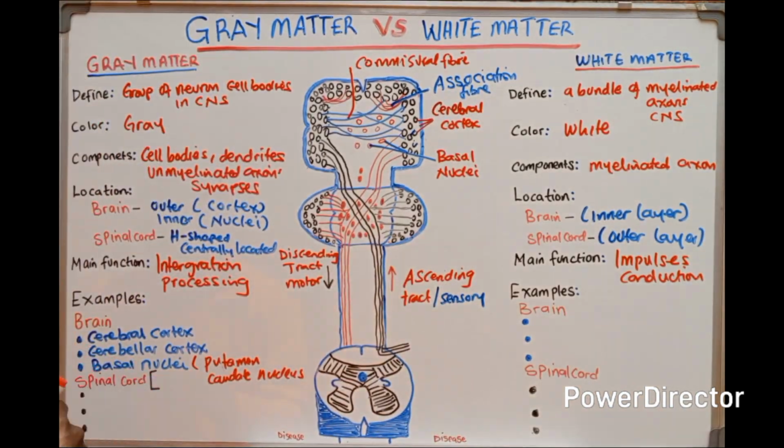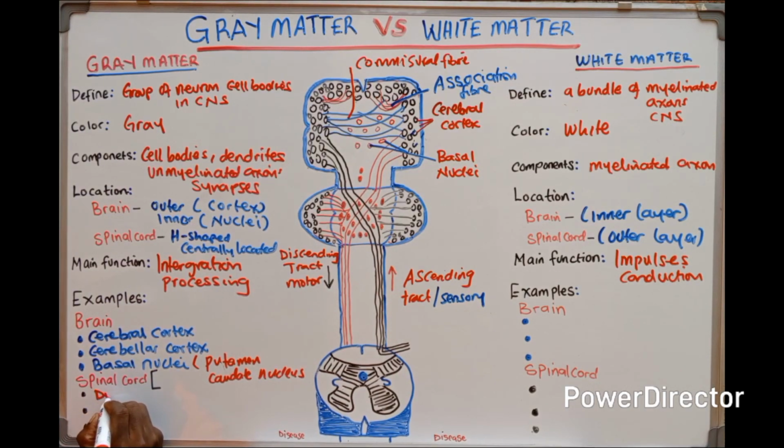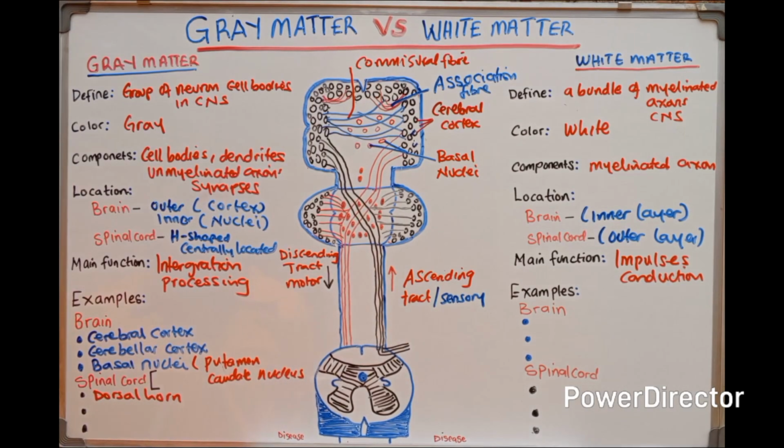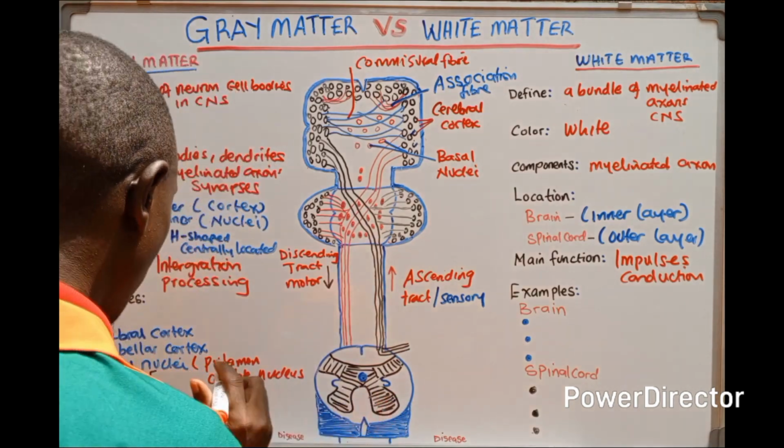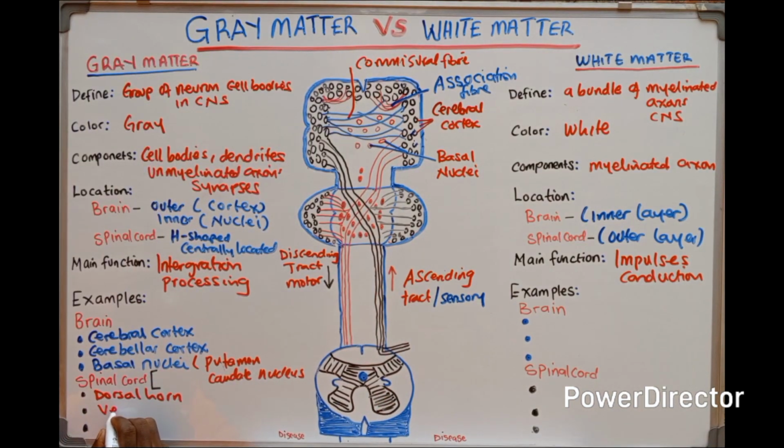So now a classic example of the gray matter within the spinal cord is what we call the dorsal horn. Okay, the dorsal horn. And then these ones here, which are going to be located anterior, they are simply called the ventral horns.